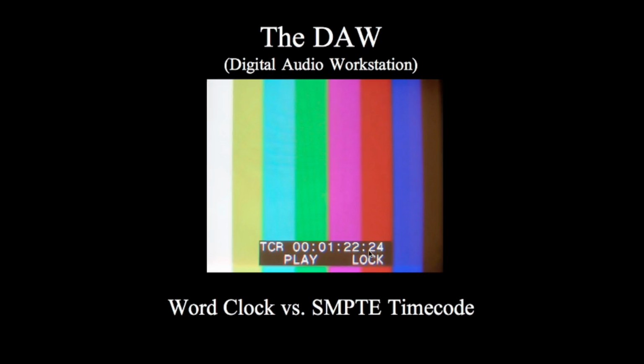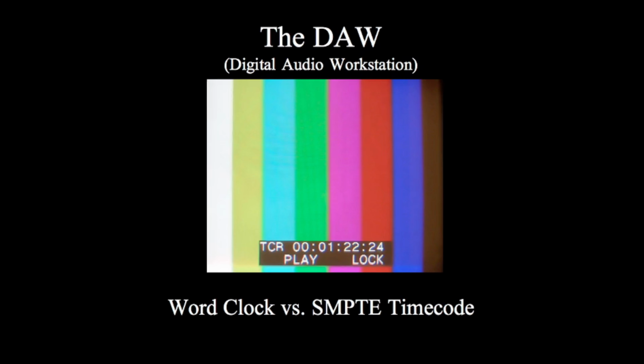Now, let's compare SMPTE with word clock. There are a couple of differences here. Word clock, remember, is just a tick. Word clock does not care about what minute we're in, what second we're in. All it cares about is ticking at sample rate. So that's one significant difference. It's less information. One tick of the clock is less information.